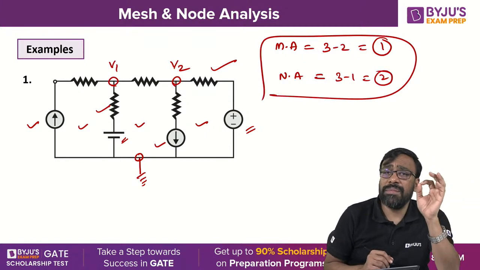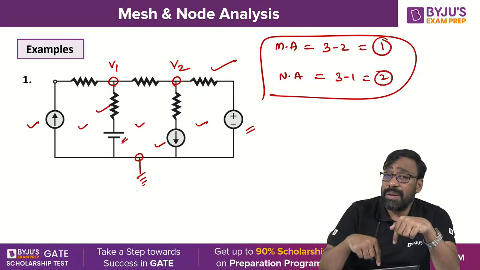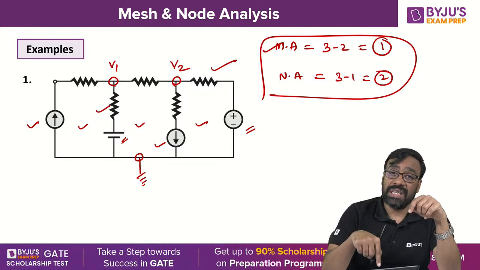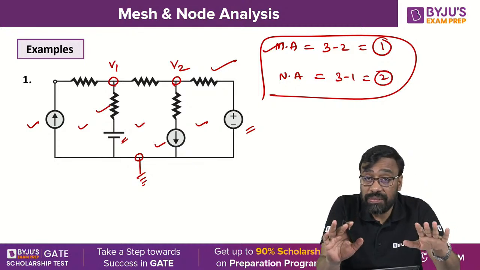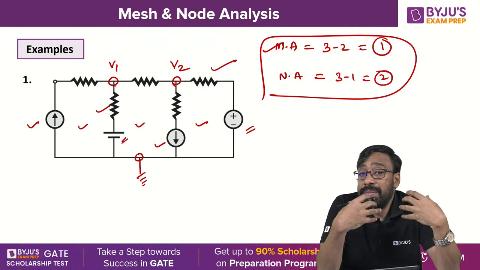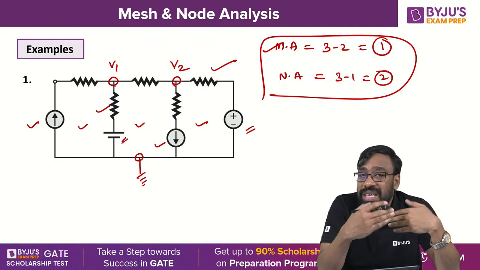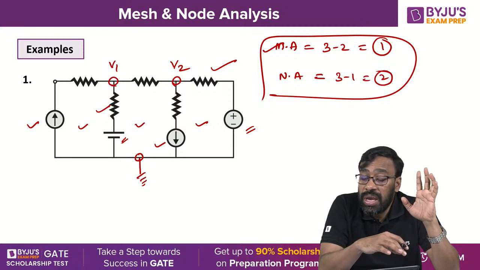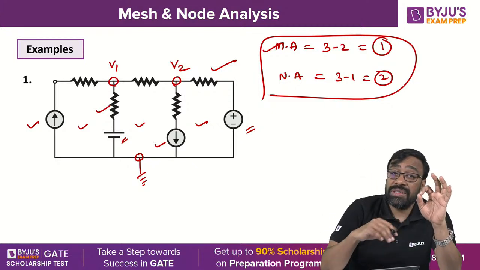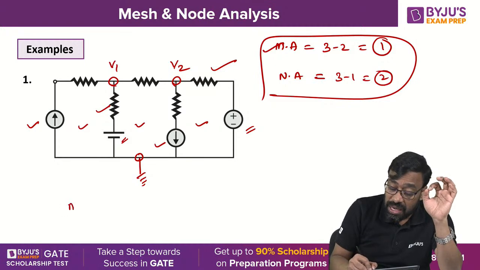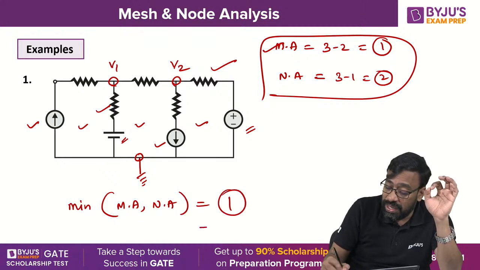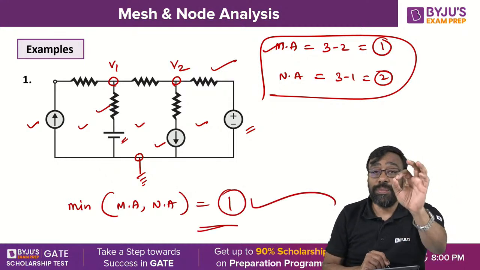So who is giving the minimum number of equations for this particular problem? Mesh analysis. Who is the best method? Mesh analysis for this particular problem. You understand, all of you? According to me, the best method means a method which gives fewer equations. So the minimum number of equations required to solve this network means the minimum of mesh analysis and node analysis. That is nothing but 1 only. That you can achieve through mesh analysis.